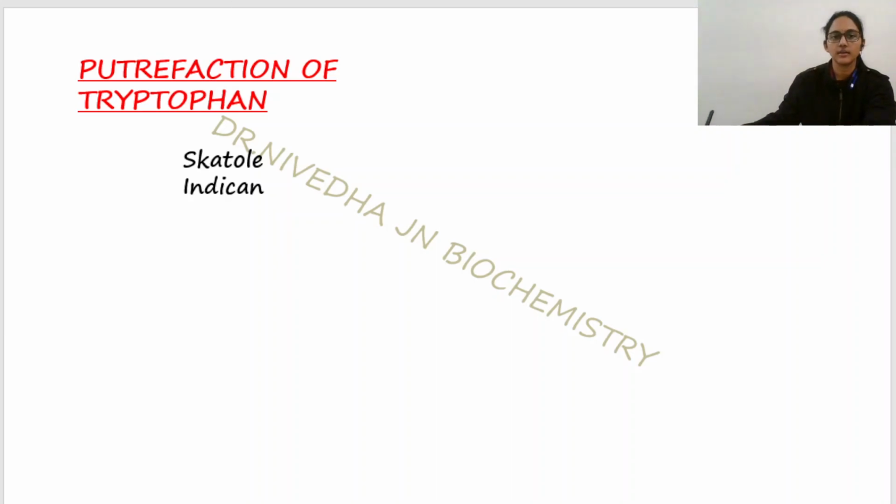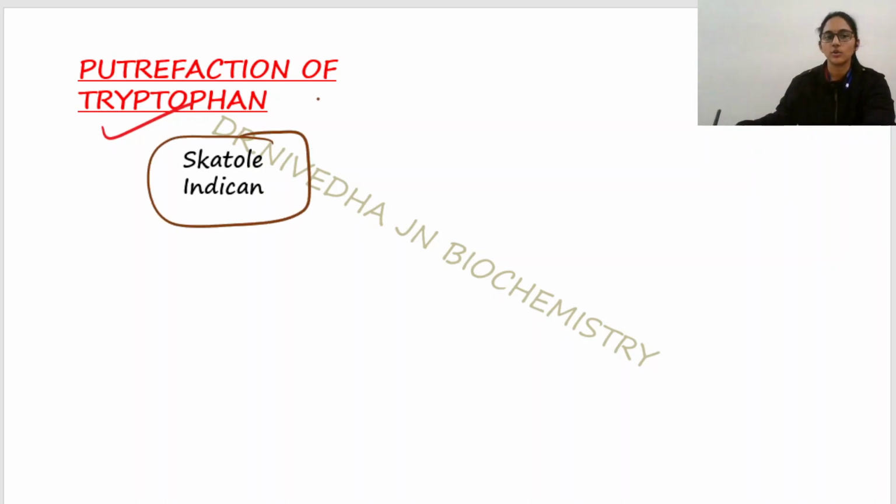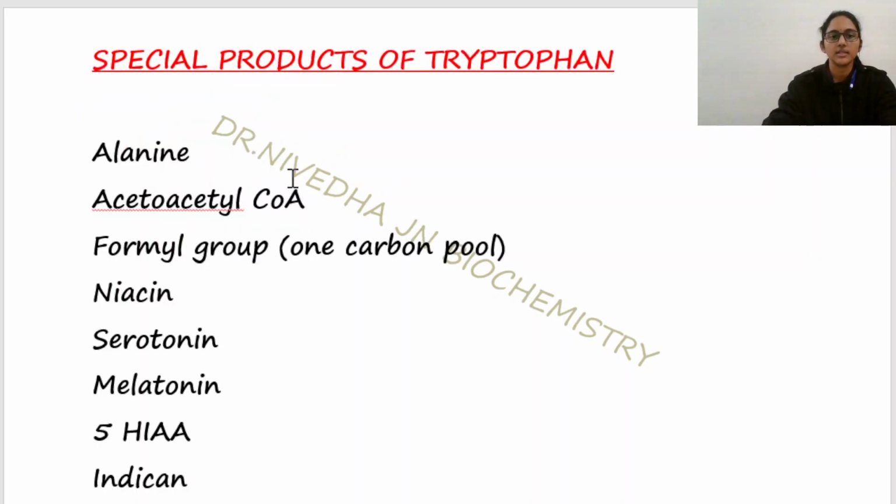And other products are from the putrefaction of tryptophan. Intestinal bacteria will degrade tryptophan and form skatole and indole compounds, which are excreted in the feces, and some of which will be absorbed and excreted as indole compounds and indican in the urine. So these are the products of putrefaction of tryptophan. You may find these products in Hartnup's disease.